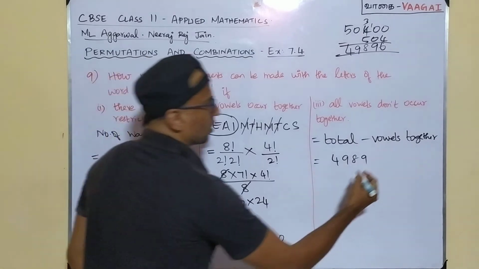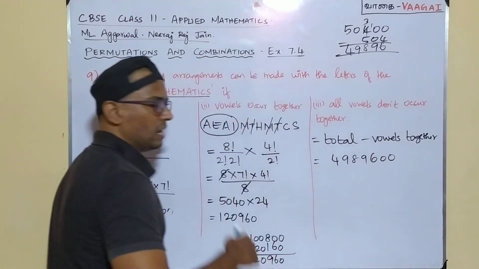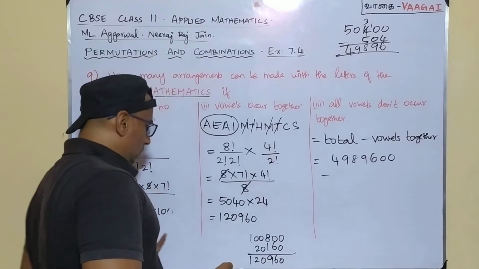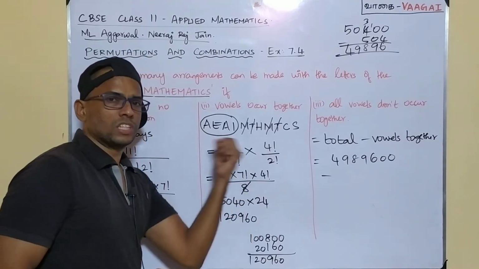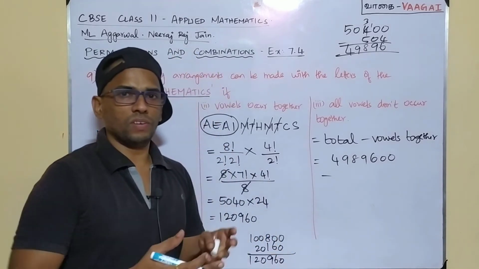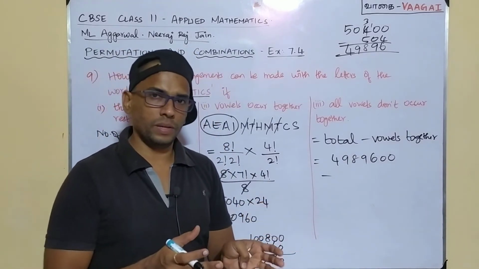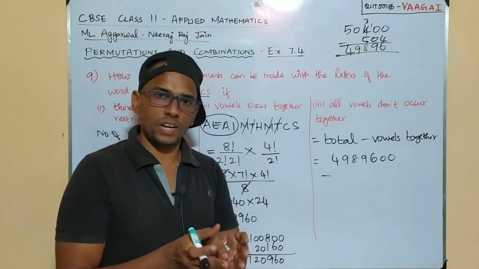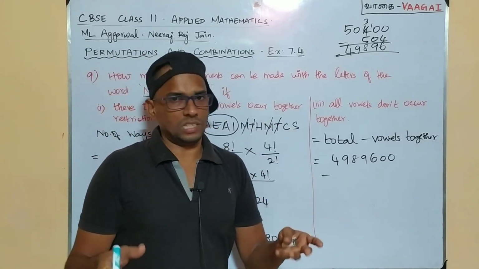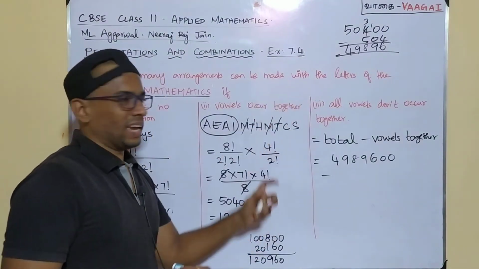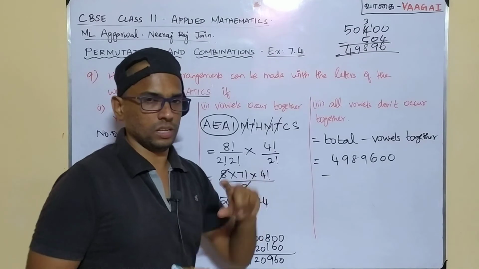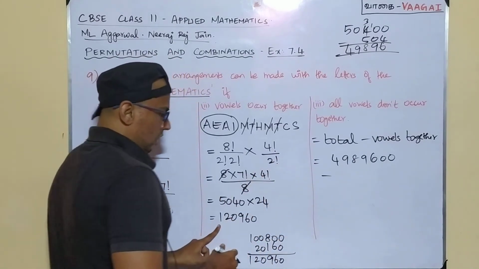And then we have 498600. From this we have to subtract, because out of these possibilities, only in some of them are vowels together. In the other possibilities, the vowels will not be together. The vowels can be separated, either two of them here and the other two there, or three together, or one separated, whatever. We need not worry about each of those cases. That is not at all important. The thing is, except this, anything else can happen. That is what is mentioned here.